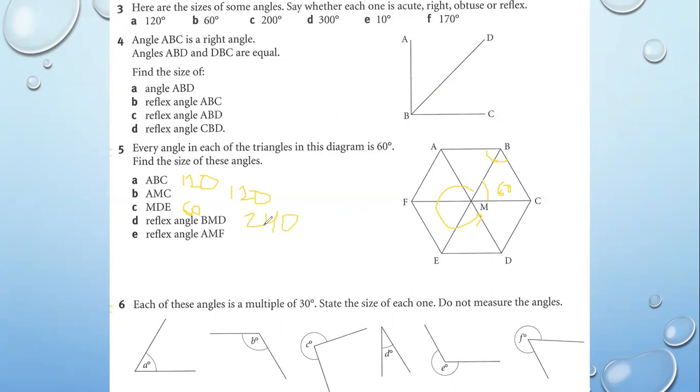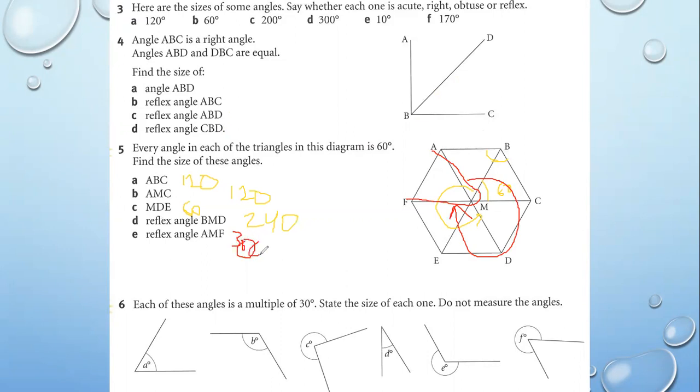Okay, now next one is reflex angle of AMF, AM and F. So he's talking about AMF, so A, M and F. So I'm taking this from here to here. Okay, so 60 plus 60, 120 plus 60, 180. 180 plus 60, 240, 240 plus 60, 300. So this one is 300.